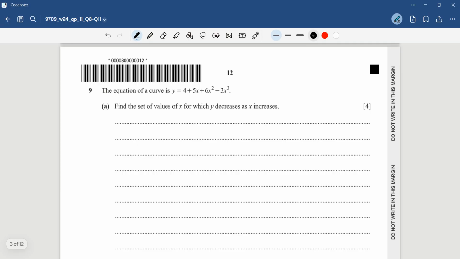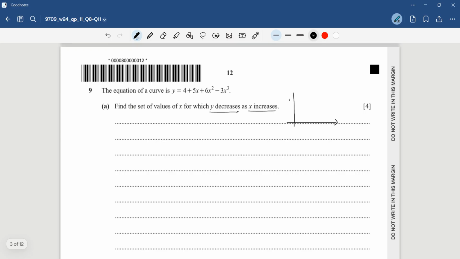The equation of a curve is y equals 4 plus 5x plus 6x squared minus 3x cubed. Find the set of values of x for which y decreases as x increases. So when y decreases and x increases, for example, we just draw a simple graph.